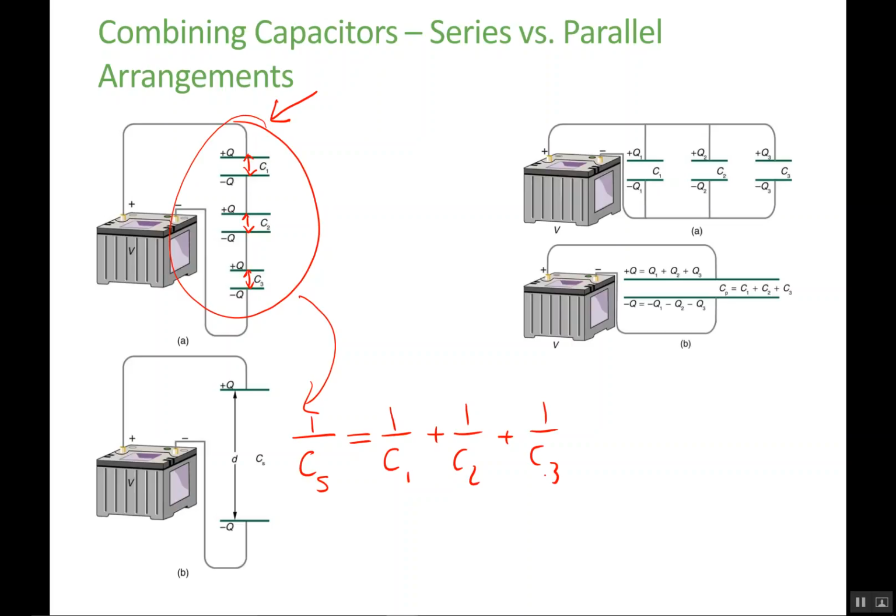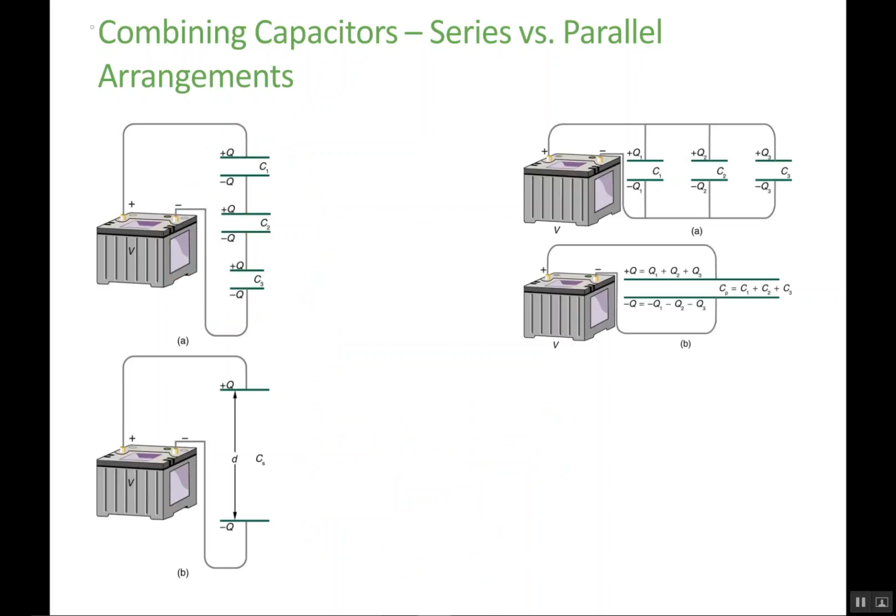The net effect of this is that the effective capacitance of all 3 capacitors in series combined together is always going to be less than any of the individual capacitances, C1, C2, or C3. In other words, CS is going to be less than C1, less than C2, and less than C3. It's smaller than any of them individually because of the way that they add together mathematically.